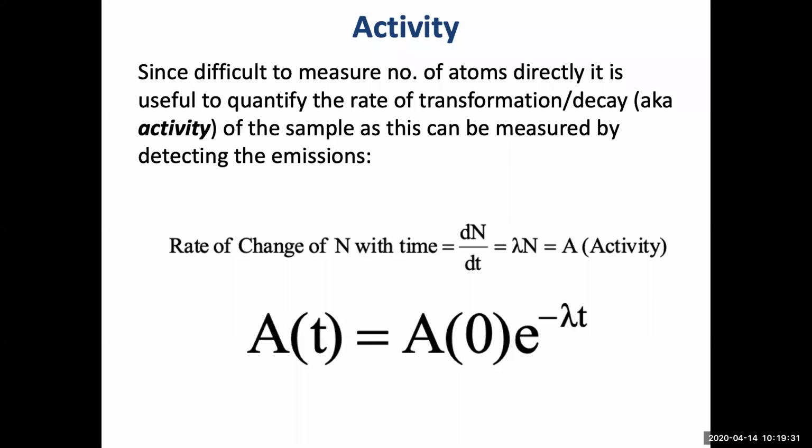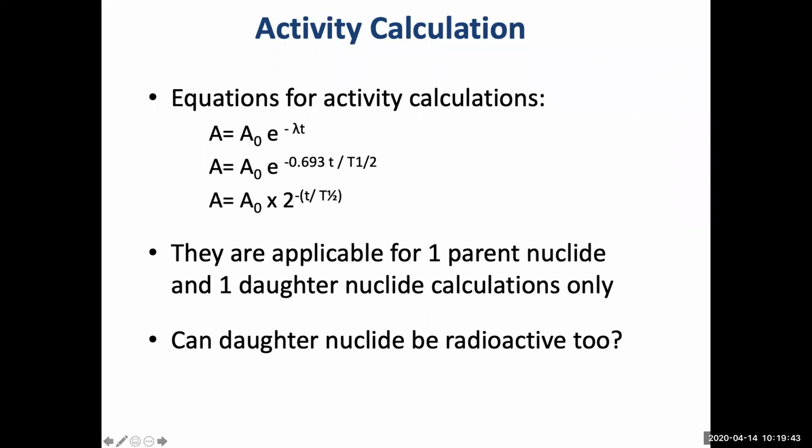Activity at any time equals the initial activity multiplied by the decay factor, e to the minus lambda t. So either way, you can calculate the decay of the atom. Using the equations for activity calculation, we can get this one. A naught is the initial activity. The final activity equals the initial activity multiplied by the decay factor.